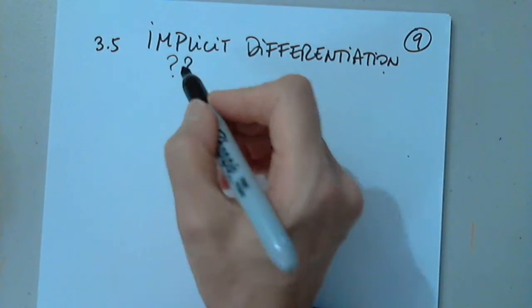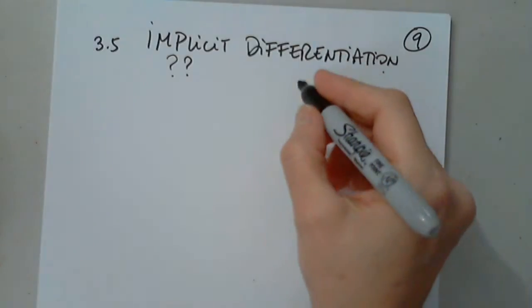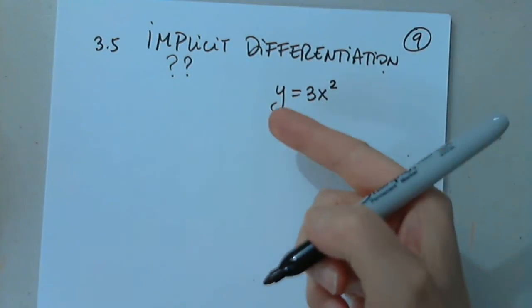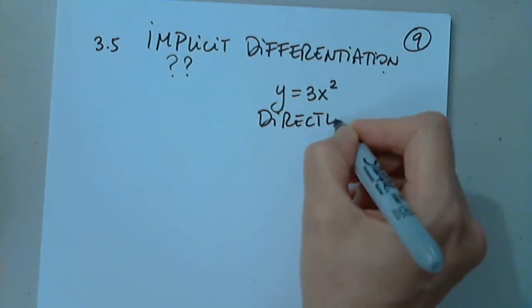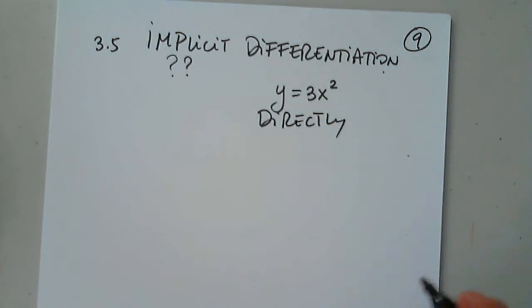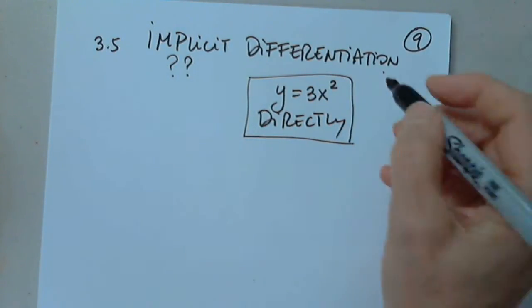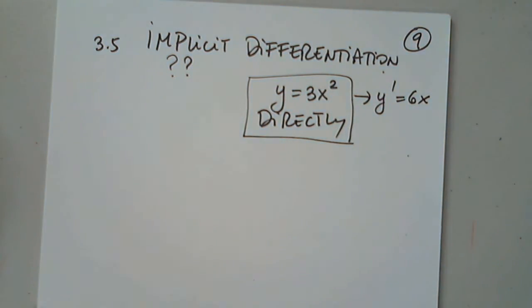Implicit? What does that mean, implicit? Well, if I'm given y equals 3x squared, I'm given the function directly. Not implicitly, it's not roundabout. I'm given the function directly. Can I find its derivative? Yes, 6x.